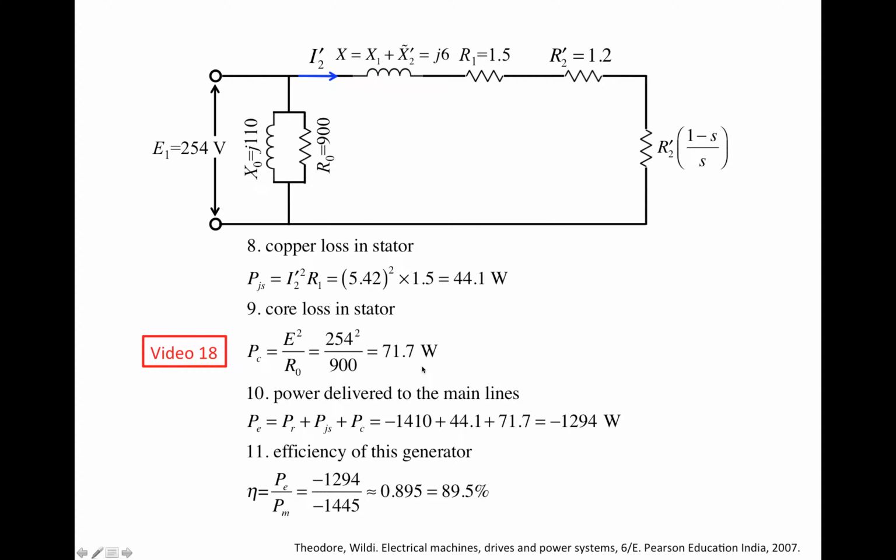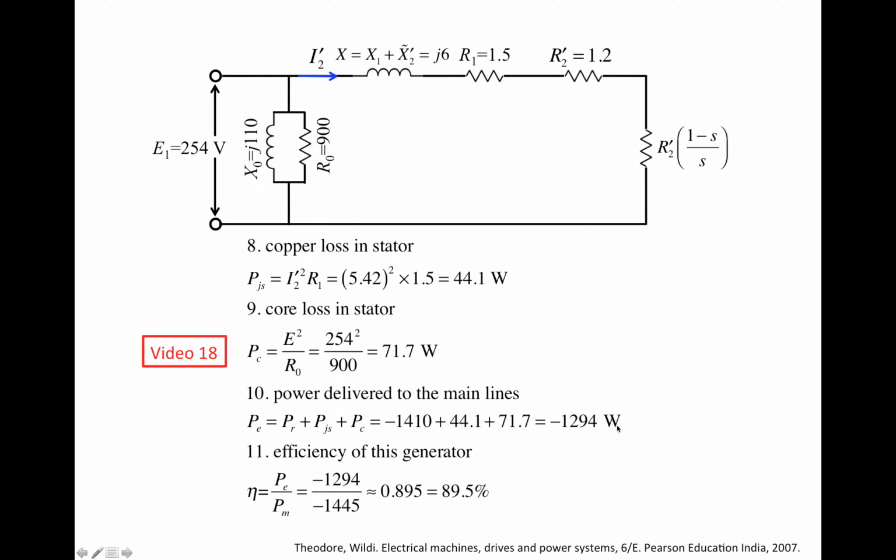And then if you account for all those losses, both in the rotor and in the stator, then the power that's actually delivered to the power lines from this particular induction generator is the power that goes from the rotor to the stator across the air gap, plus the copper losses in the stator, plus the core losses in the stator. Right, it's minus 1410 plus 44.1 plus 71.7, which gives you minus 1294 watts. That's the actual electrical power that goes into the power line.